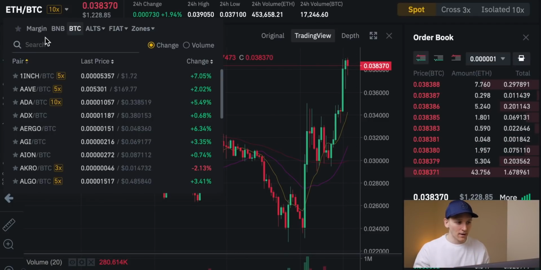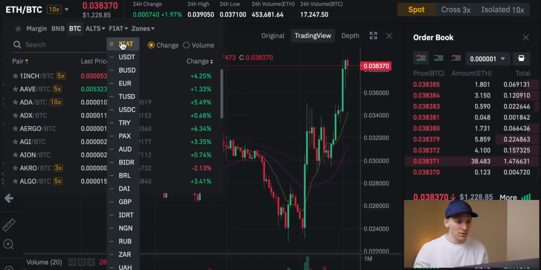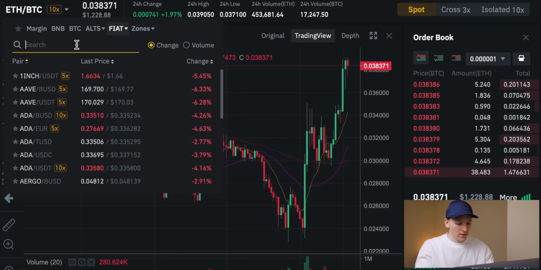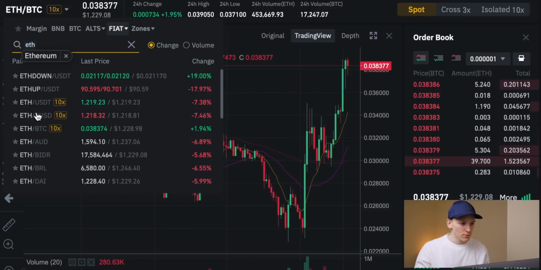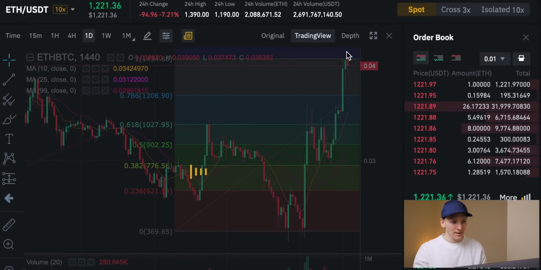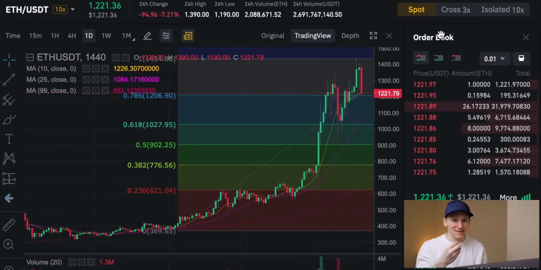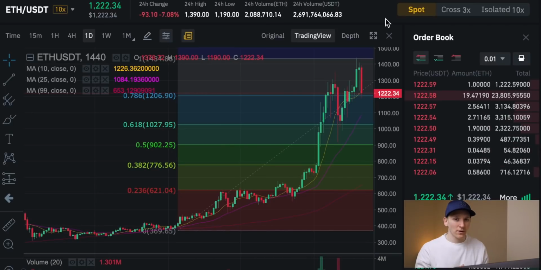But let's just go back and we will trade Ethereum against the US dollar tether, so fiat, and then ETH, and then we'll choose Ethereum against USDT. Now we will be buying Ethereum and selling US dollar tether. The way that you trade currency pairs is that you sell one to buy another.